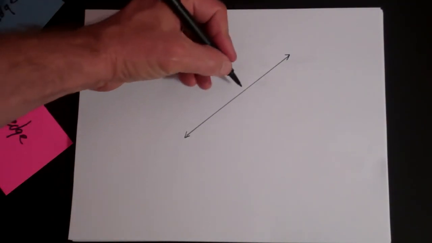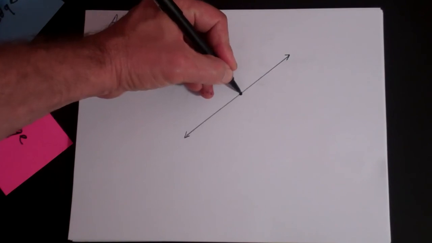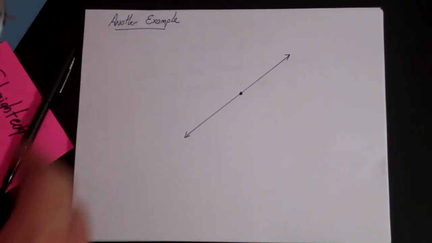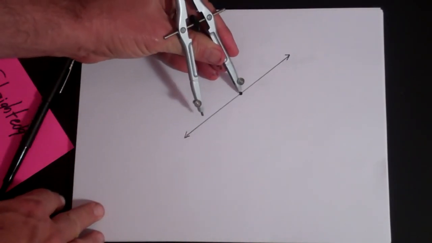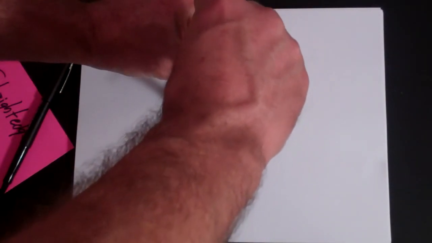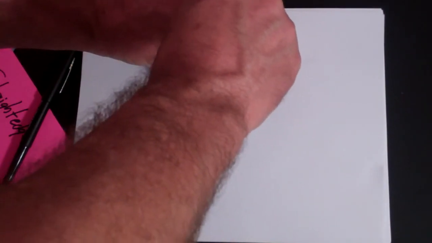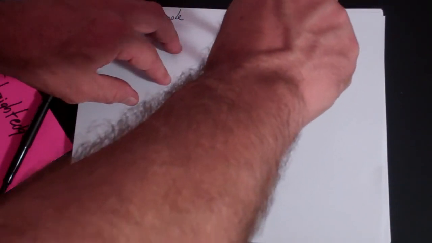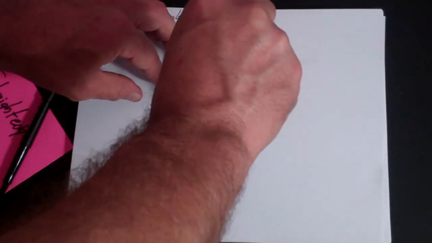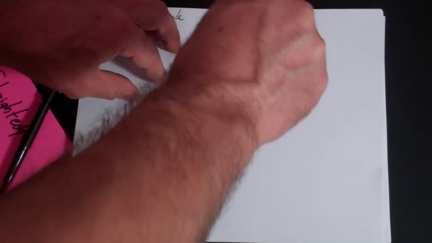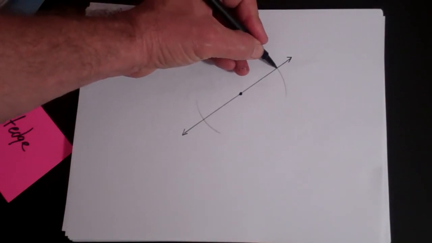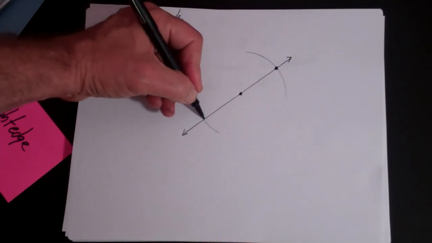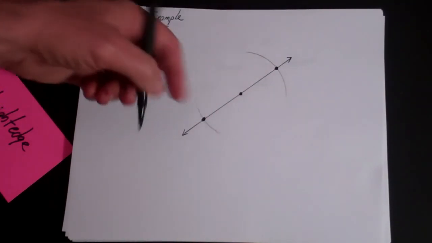The first thing you do is choose any point on that line. Then you're going to set your compass to a fixed amount. It doesn't matter how far. And you're going to draw an arc on each side. Later in the class we'll find out that there are some theorems that explain why this works. Once we do that, we get 2 points. Those 2 points are both equal distance from the original point.